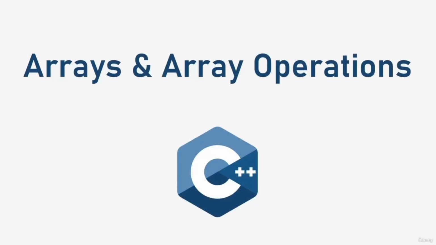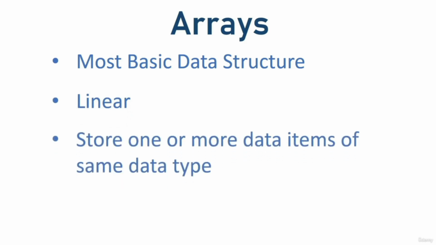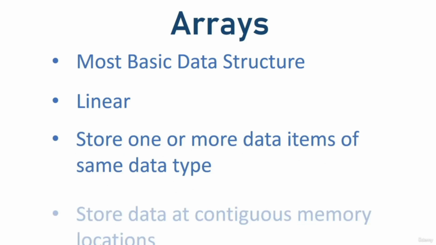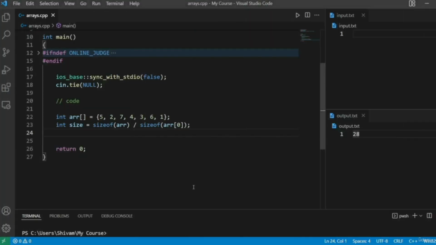Hey guys, in this video tutorial we are going to see arrays and array operations. We all know that arrays are the most basic data structures in any programming language. They are linear data structures. They store data, but the data should be of one data type, which means if you have numbers and characters, then an array can store only one of them. They store data at contiguous memory locations, which means any arbitrary element in an array is connected to its previous and next element. Now we are going to see some array operations.